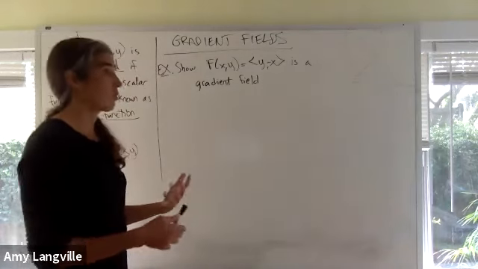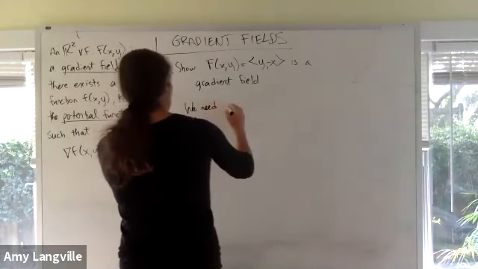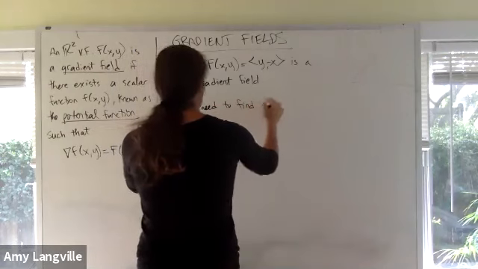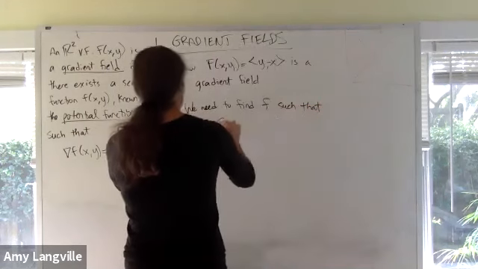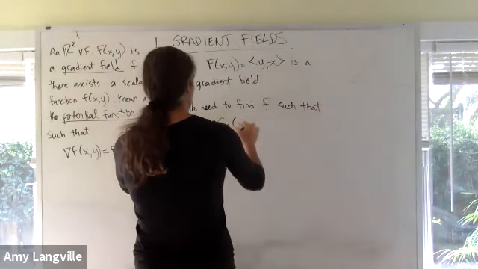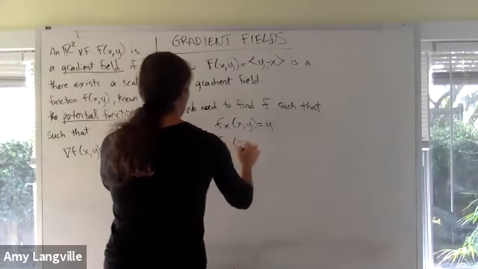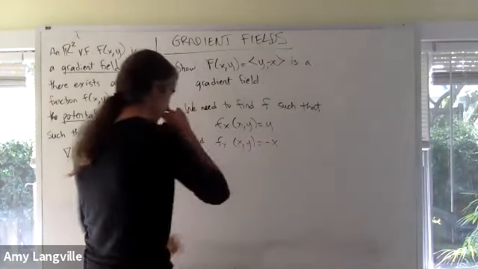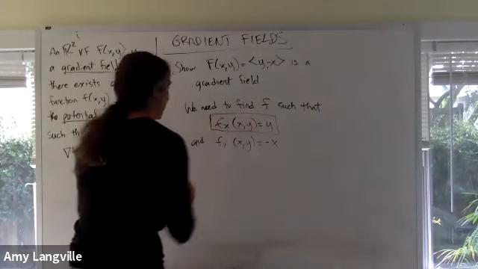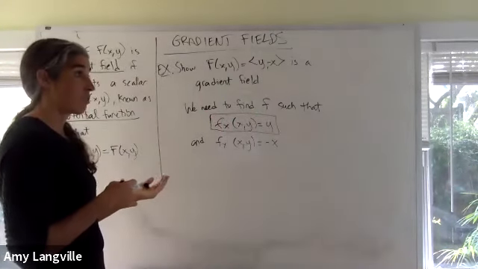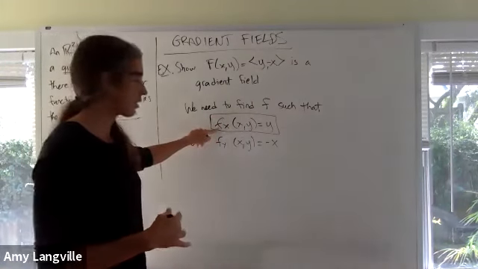So we start the same way. We can sort of work backwards. We need to find a potential function f such that the partial with respect to x is y, and the partial with respect to y is minus x. So we can start off the same way. It doesn't matter which one you want to start with. Let's again start with the f sub x. I want to work backwards from this and see if I can recover the f, not the partial with respect to that.